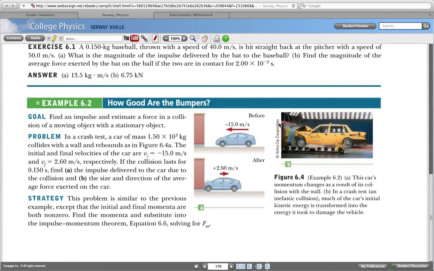But we have a crash test. The car has a mass of 1.5 times 10 to the 3 kilograms, collides with a wall, and rebounds. The initial velocity of the car is negative 15, so it's going left, and the final velocity is 2.6, positive, going right. So we have an initial and a final velocity. We can use those to calculate a change in momentum. Then they tell us that the collision lasts for 0.150 seconds, 150 milliseconds, and so we can use that change in time to calculate the force. So A, we want to calculate the impulse, and then B, we want to calculate the size and direction of the average force exerted on the car.